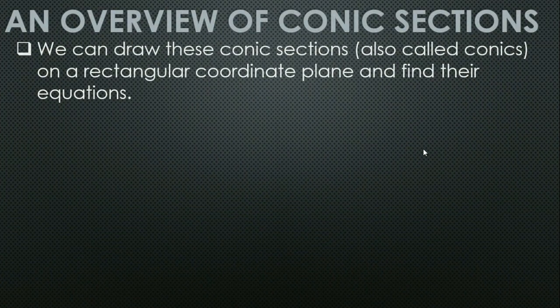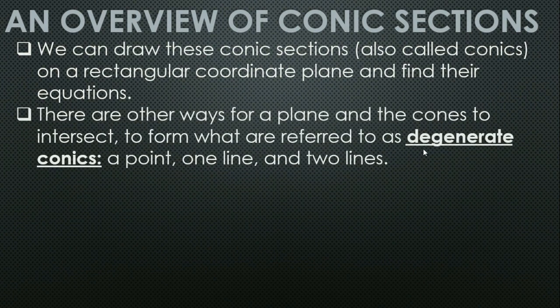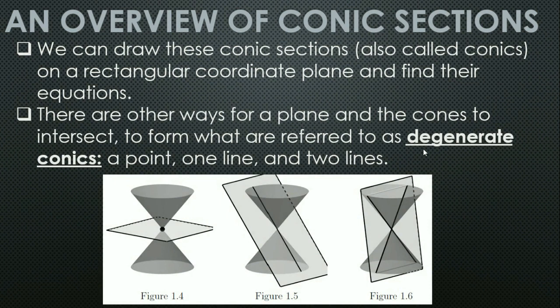We can draw these conic sections, also called conics, on a rectangular coordinate plane and find their equation. So may mga equations ang apat na conic sections na ito. Okay? So there are other ways for a plane and the cones to intersect to form what are referred to as degenerate conics. These are a point, one line, and two lines. So you can see, dun sa figure 1.4, yung plane at yung dalawang cone nag-intersect. The plane intersected the cone horizontally, and then dun siya sa gitna ng dalawang cone. So definitely ang nabuo ay isang point lang.